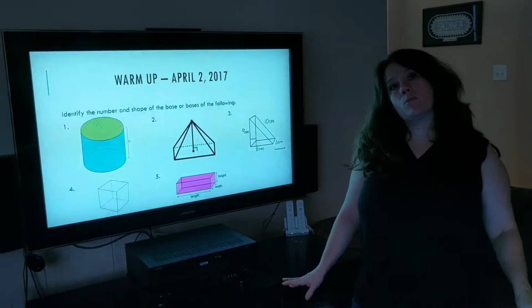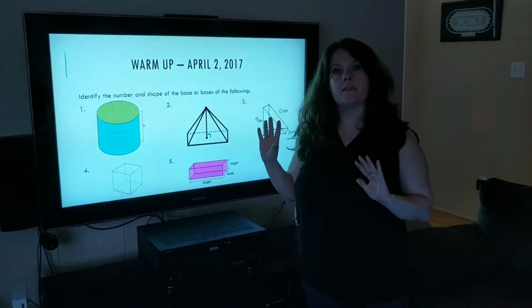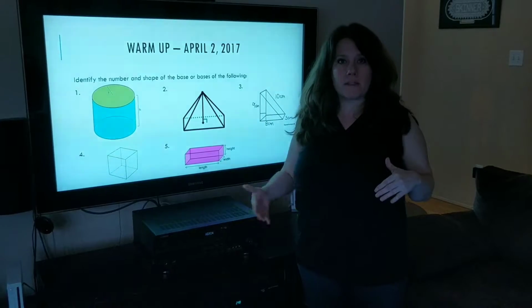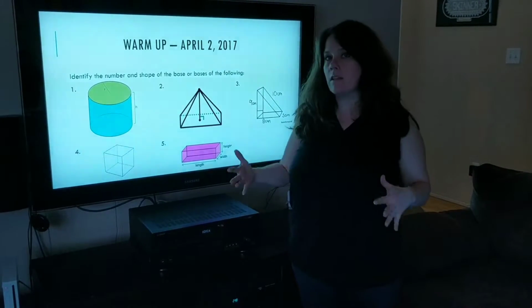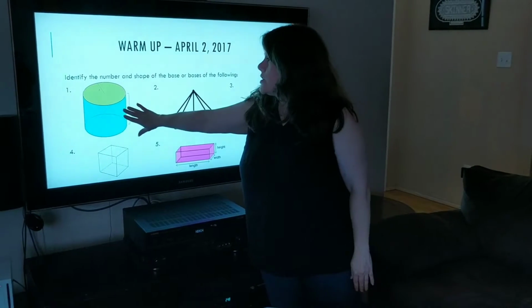Okay, now that you finished your warm-up, we're going to go over just a few of the shapes. This is really just a refresher from what we've already been working on, which is surface area, total surface area, lateral area. So let's take a look at shape 1.